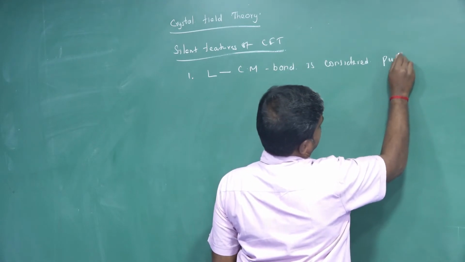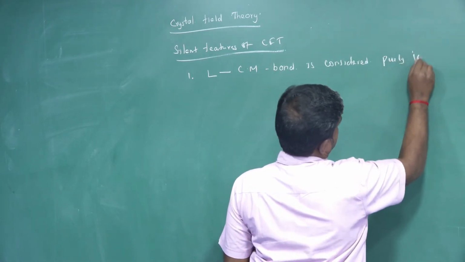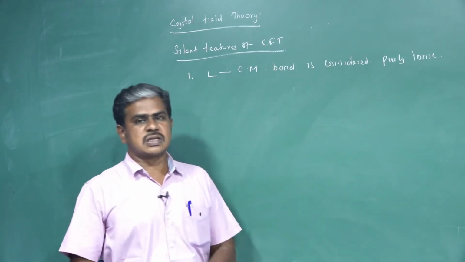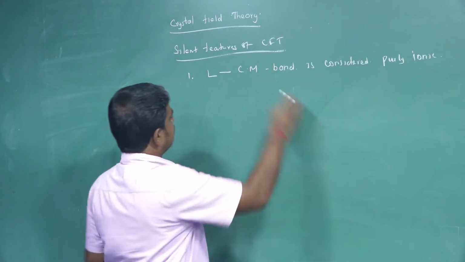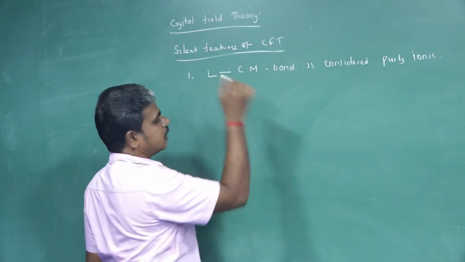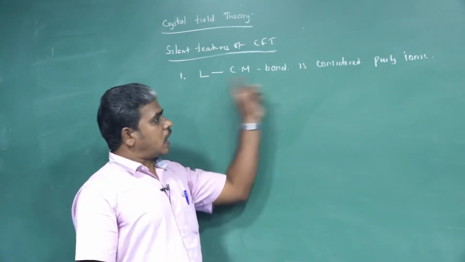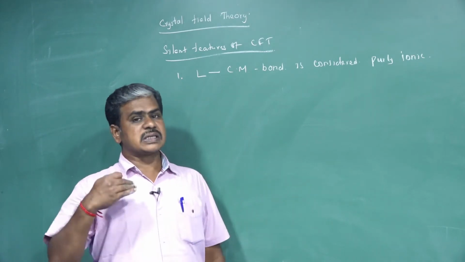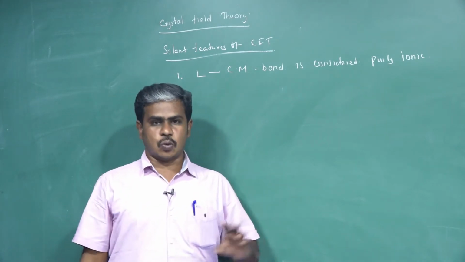Purely ionic. What do you mean by ionic bond? There are electrostatic forces of attraction between the central metal atom and the ligand. So, according to this theory, it is purely ionic. But in the case of VBT, it is purely covalent.